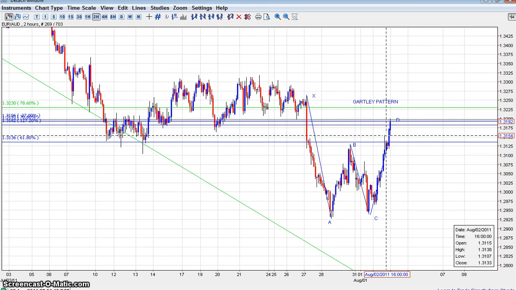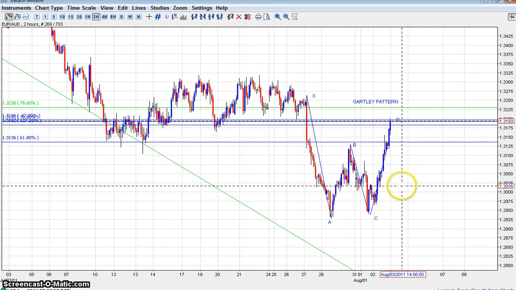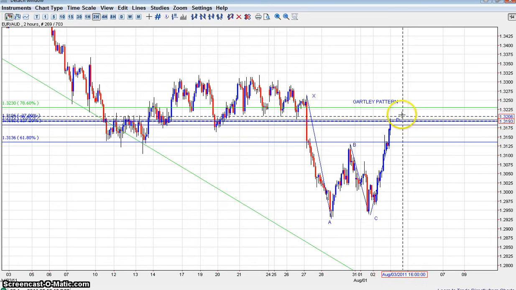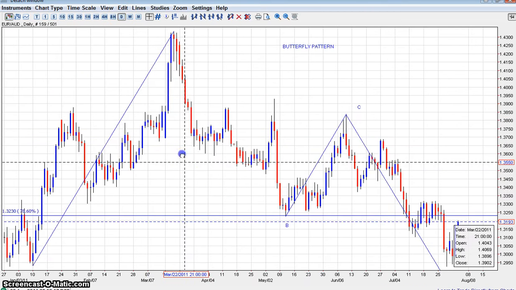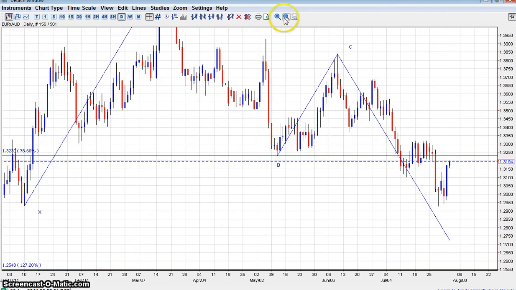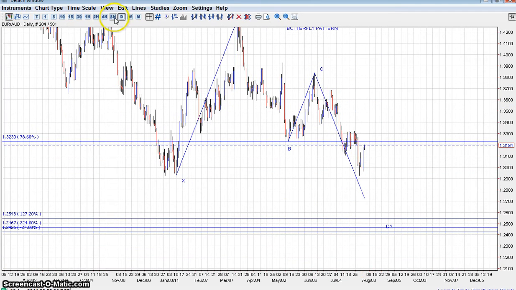So at the moment, price is at that zone, and I'm looking for price to literally consolidate within this zone and fall from that zone. So it should basically consolidate and move to the downside. So I'm looking to go short within this resistance zone defined by the Gartley pattern. My target is the support zone defined on the daily by this possible butterfly pattern. So that's the plan.